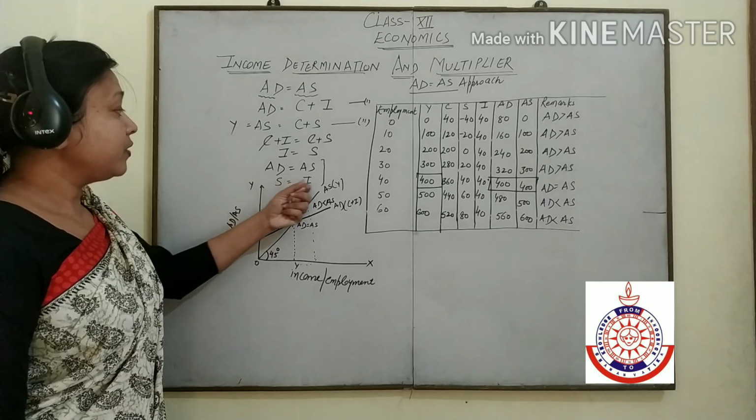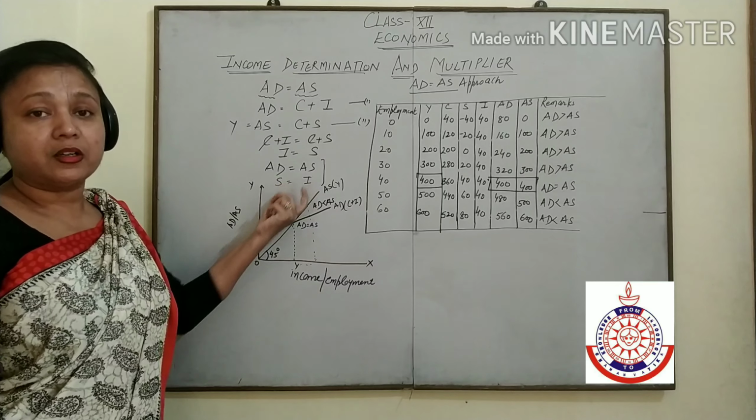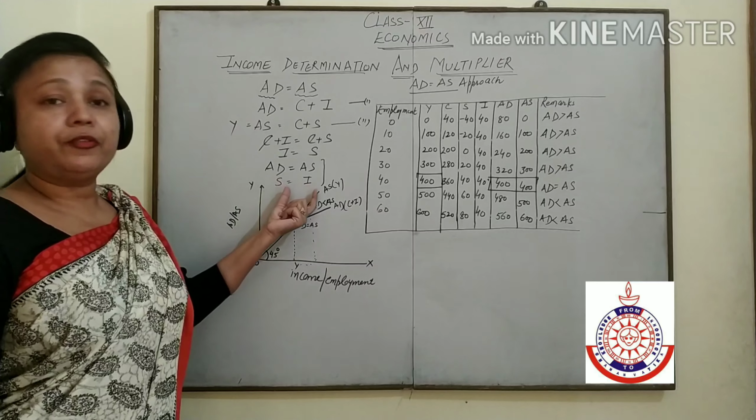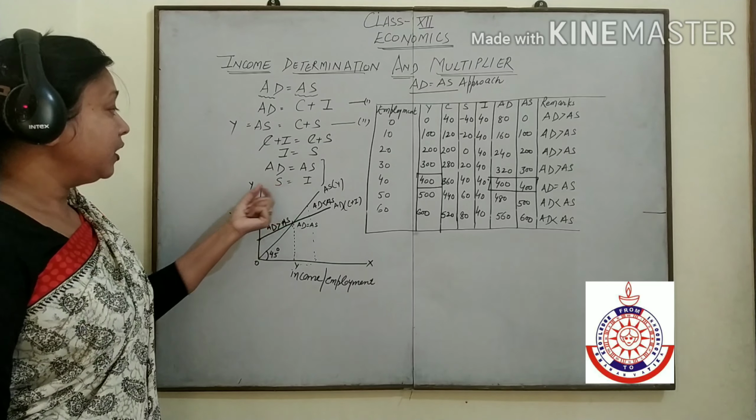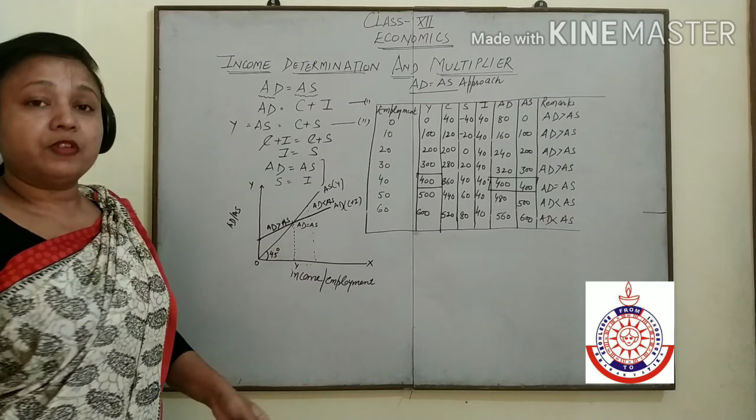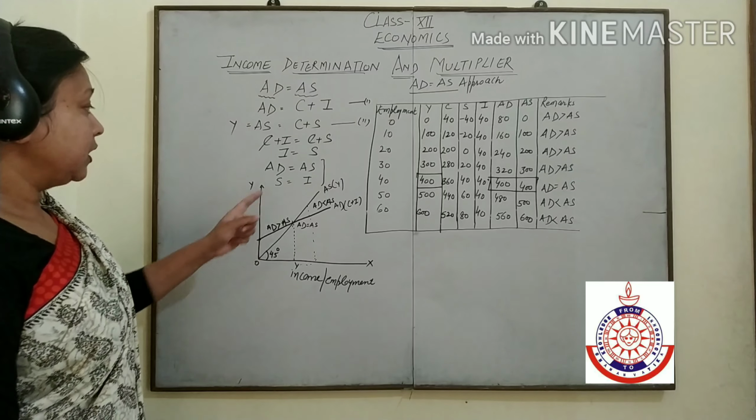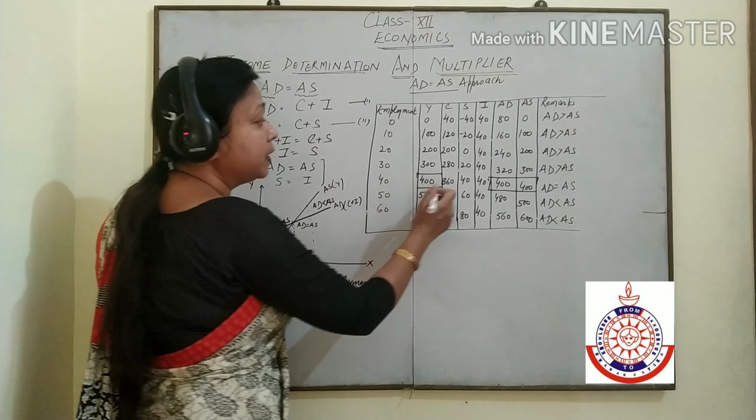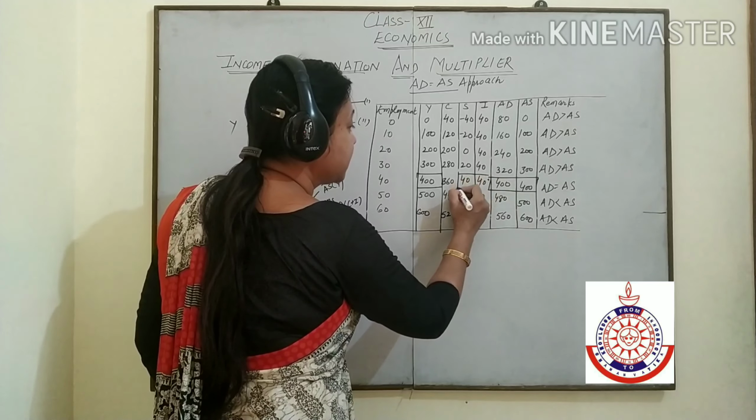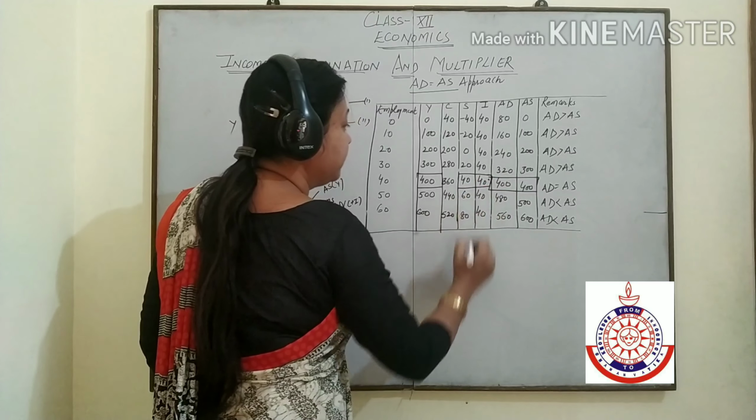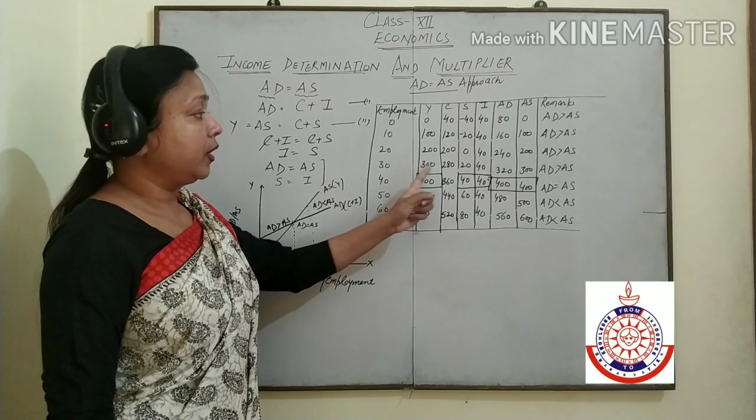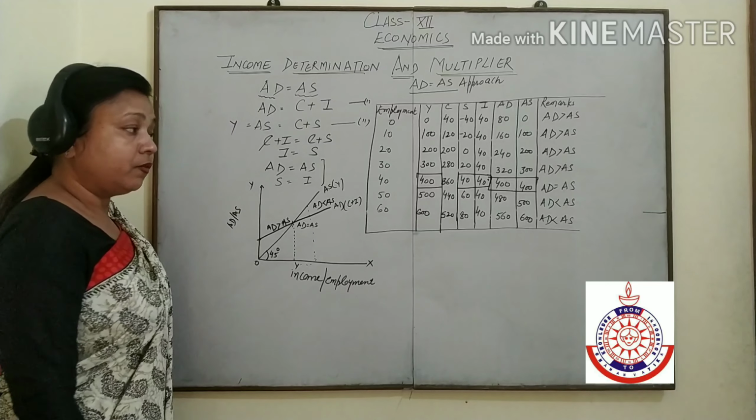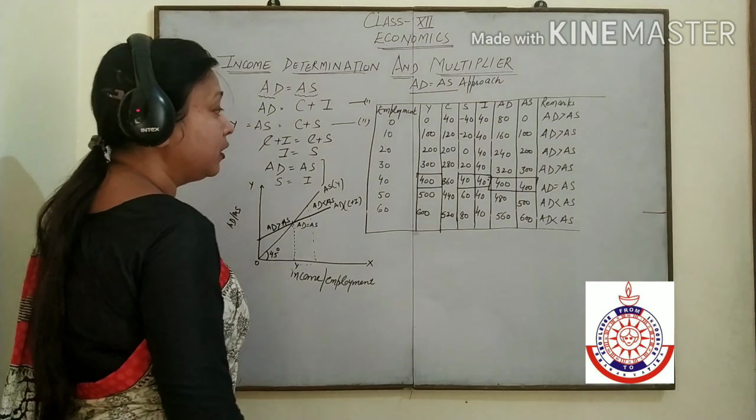So whenever saving and investment are considered, both persons are different. Saving is done by the consumer and investment is done by the producer. So both the factors, both persons, are different. Whenever saving and investment both are equal, that is the point of equilibrium. At the same level of income, this will happen, when income is 400. Here saving and investment both are equal.